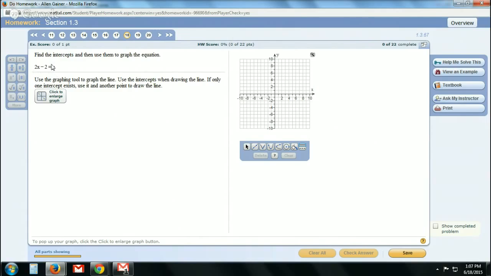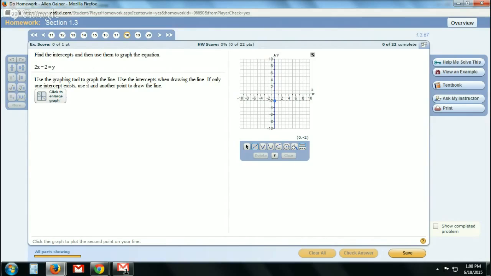So since I've got this y by itself, I can graph this one from slope-intercept form by just plotting the y-intercept at the back, which was -2, and then counting to find another point based on the slope. Now, the slope is the coefficient of the x, so it's 2. 2 is the same as 2 over 1.